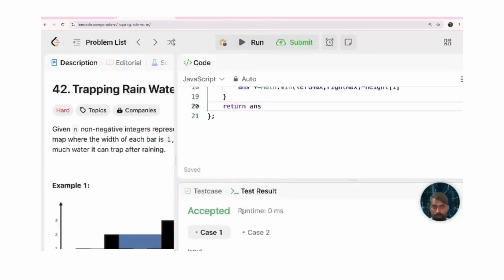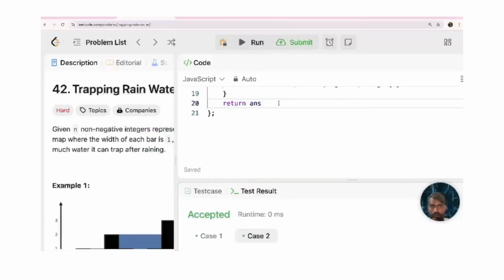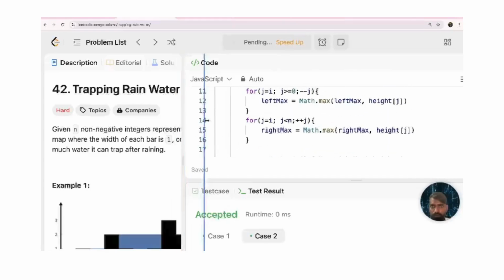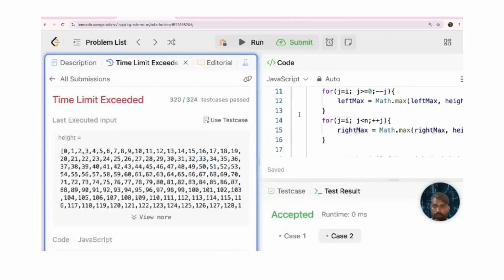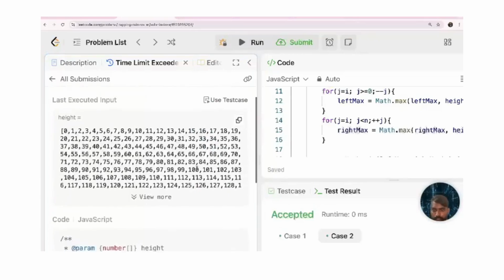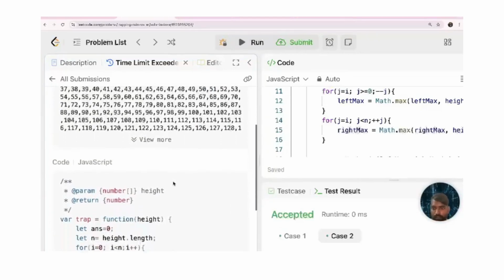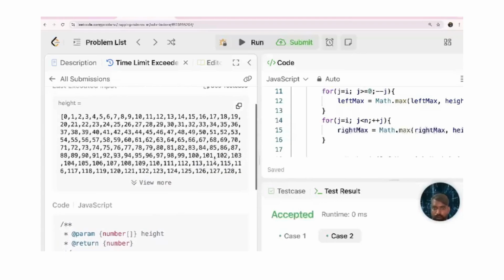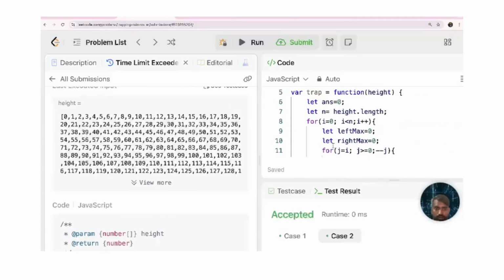This is working fine. Okay, let's submit. Okay, time exceeded. We need an optimized way of doing that. So this is going to solve it, but we need to refactor it. Okay, give me a minute.